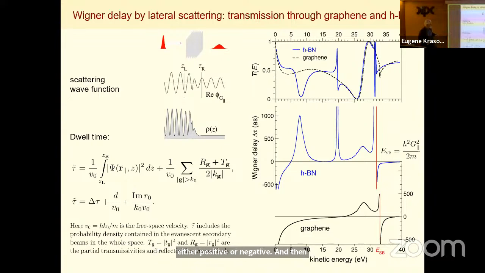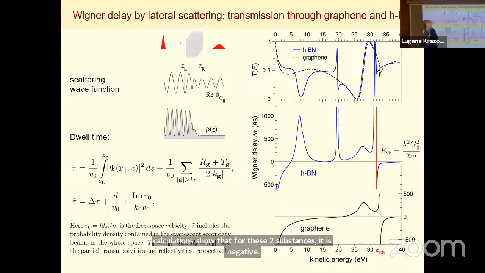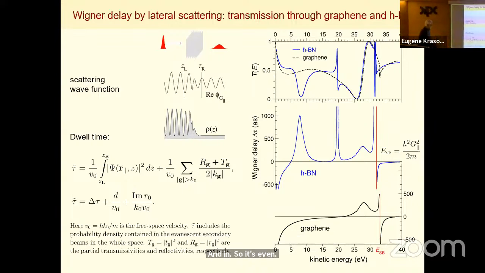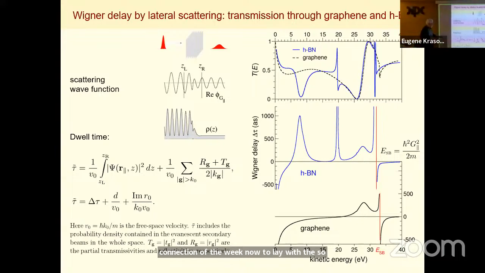And practical calculations show that for these 2 substances, it is negative and infinitely negative. So it's even faster than in the Hartmann effect. And this can be rationalized theoretically because there is a connection of the Wigner delay with the so-called dwell time, which is the integral of the density of the scattering states, and it includes the charge contained in these secondary beams. And at this energy, this charge just diverges because the K vector of the secondary beams goes to 0, and it appears here in the denominator.